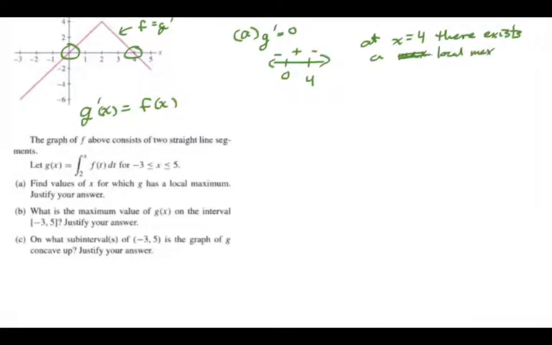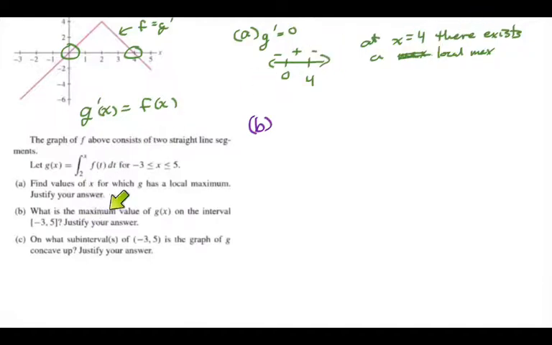We actually don't know if that's where the maximum is until we start testing values. In fact, that's what this next problem is going to do. It says, what is the maximum value for g on the interval from -3 to 5? We have to justify our answer. For the other one, to justify our answer we did a sign line graph to show that there exists a local max.